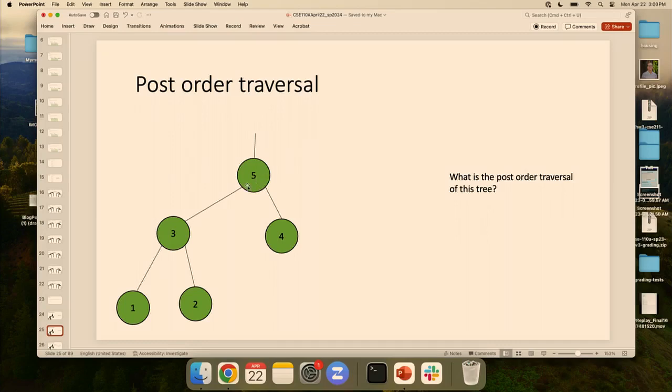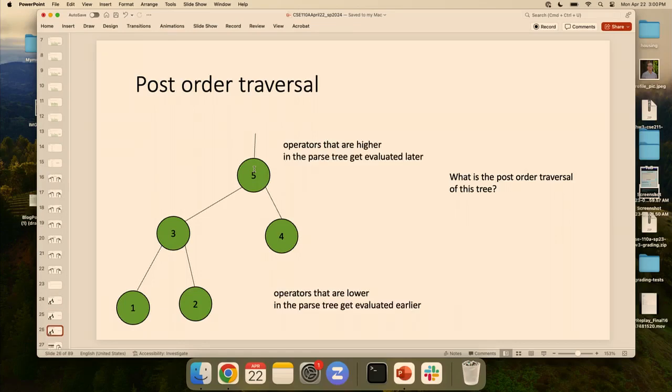So you start here, you go down left until you get to the end, so that's 1. Then you go down right, 2, and then once all your children are visited, you get to this node, 3, go up here, 4, and 5. So when you evaluate, the operators that are lower get evaluated first. What you want is your high precedence operators to appear lower in the tree and low precedence higher in the tree. And that's how we resolve ambiguity.